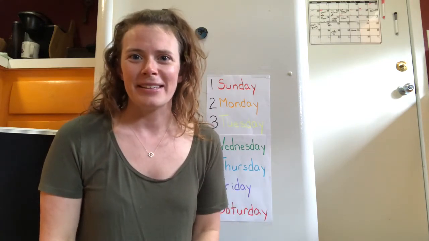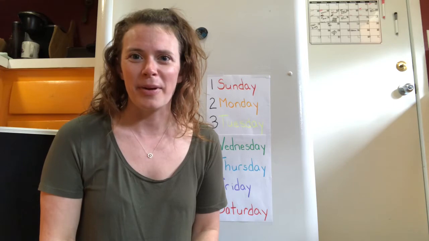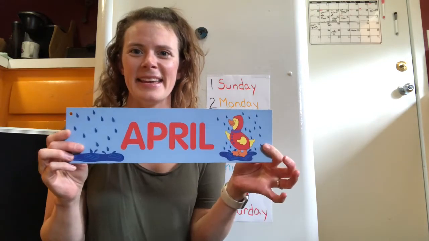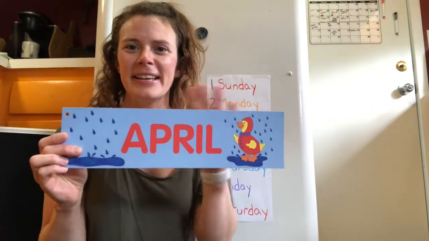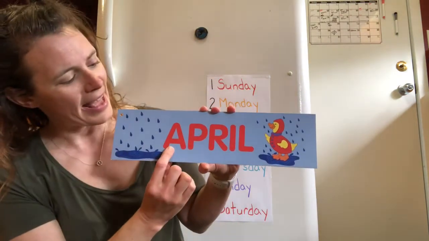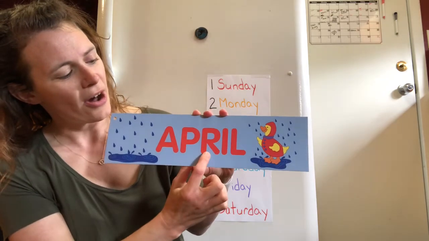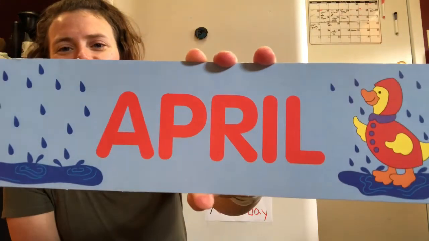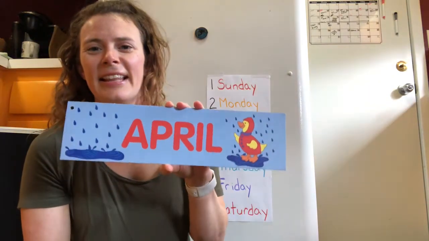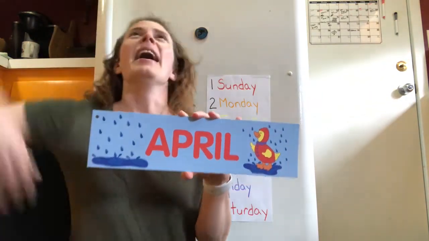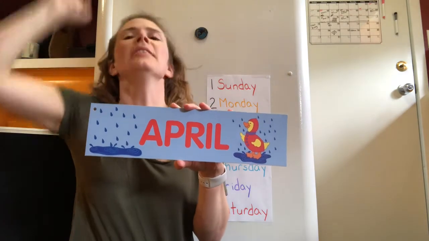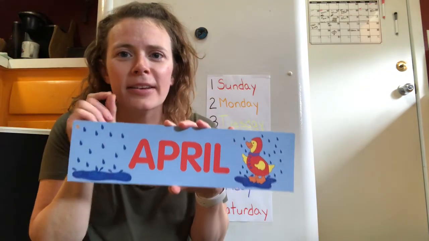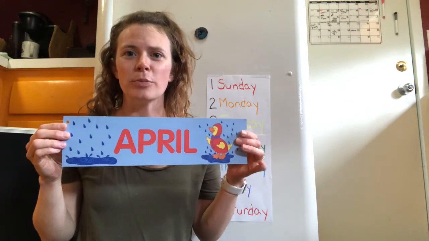Let's spell the month. Does anyone remember what month we're in? It's April. Let's spell it. A-P-R-I-L. April. Let's say it louder. April. Say it quiet. April. And let's clap it. Can you clap the two beats for April?